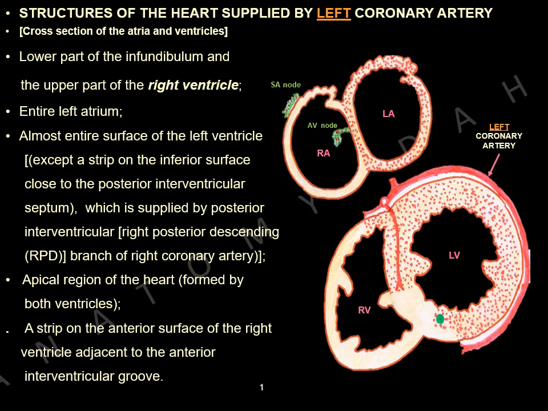Structures of the heart supplied by left coronary artery. This is the cross section of the two atria, right atrium and left atrium, and the cross section of the two ventricles, right ventricle and left ventricle. This is left coronary artery, and this is a branch of the left coronary artery. This is the LAD artery. From the main trunk of the left coronary artery, extending to the left and going around the heart is the circumflex artery.